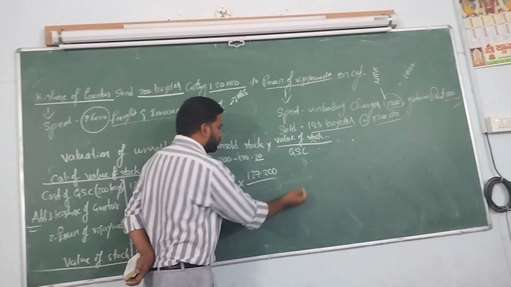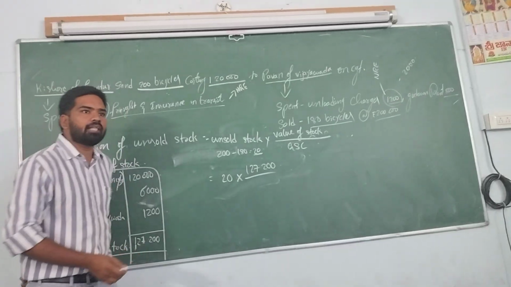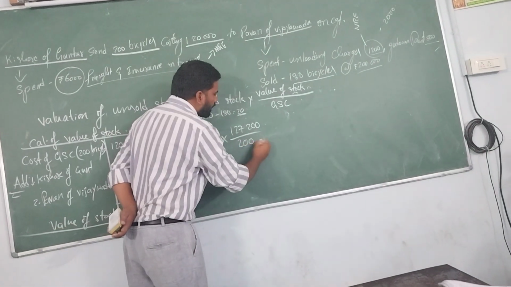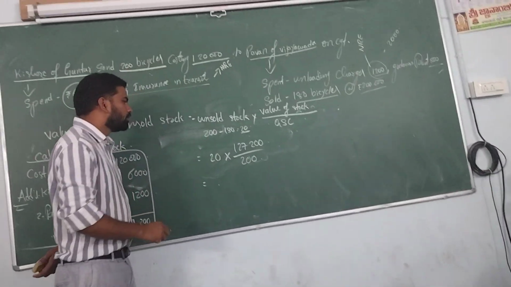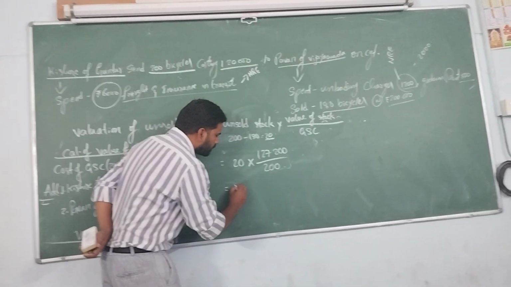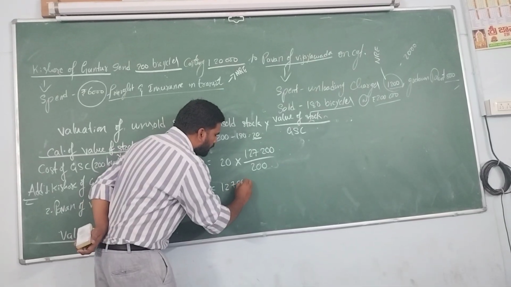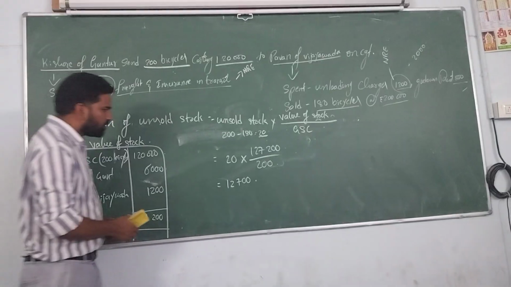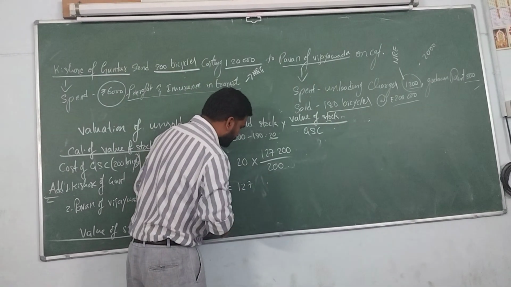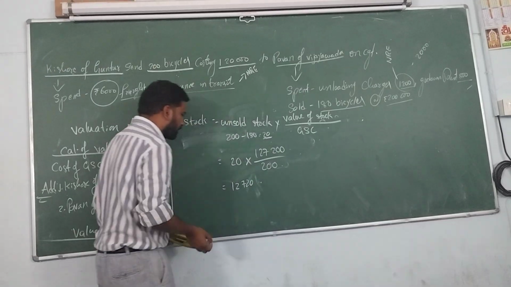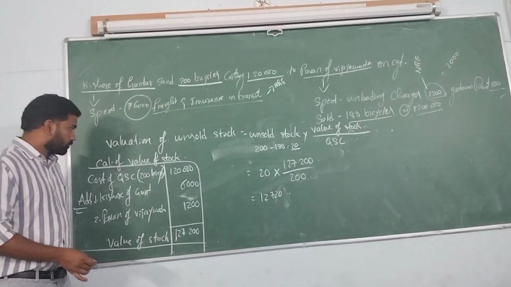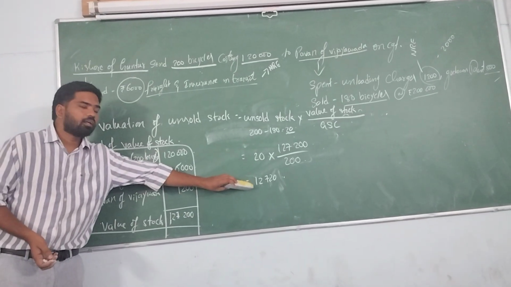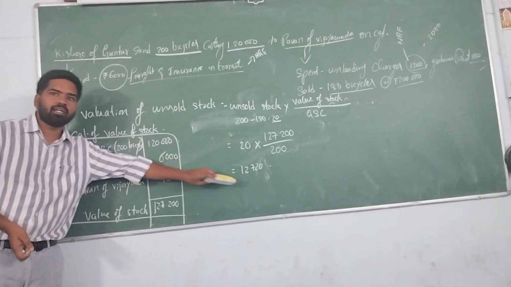Total, what's the total bicycles sent on consignment? 200 bicycles. 200 bicycles equals 12,720. So here, the value of unsold stock is 12,720. That's it.